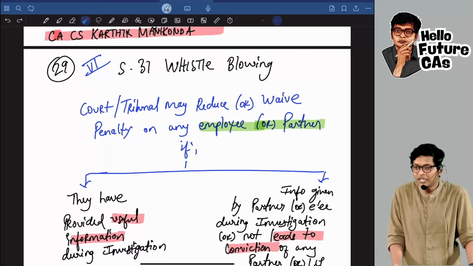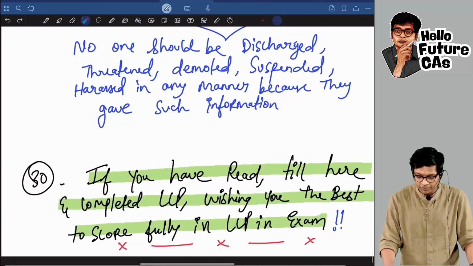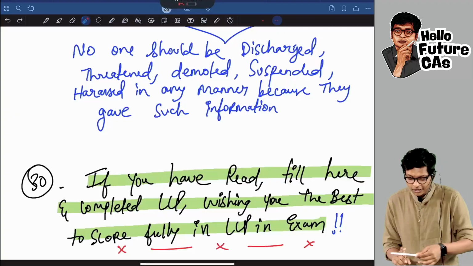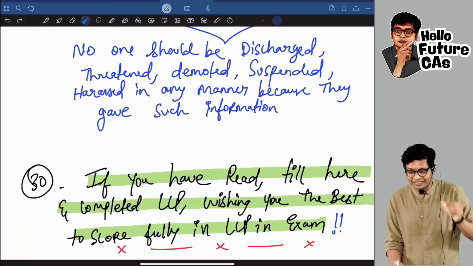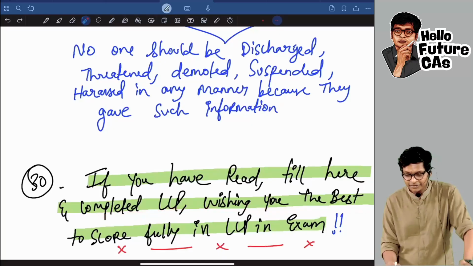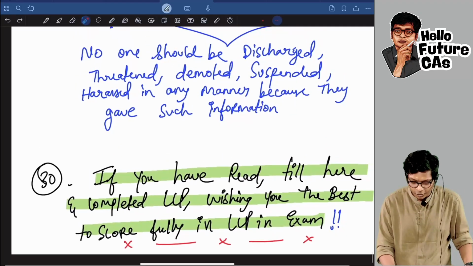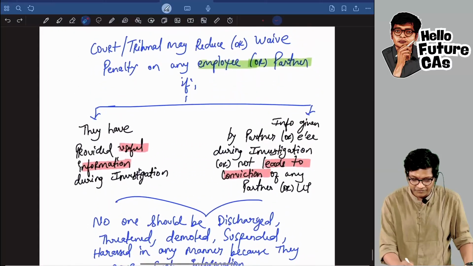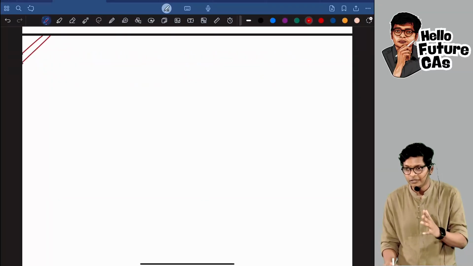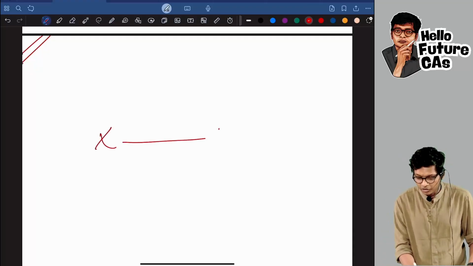Simple. 29 concepts done. Last concept, no concept is there, just to make it a round number 30. If you have read till here, if you have survived the class till here, guys, completed LLP, wishing you the best, score full marks in LLP, all the very best. With this we are done with LLP. Fully you can read the study material. We have covered 100% syllabus of LLP.